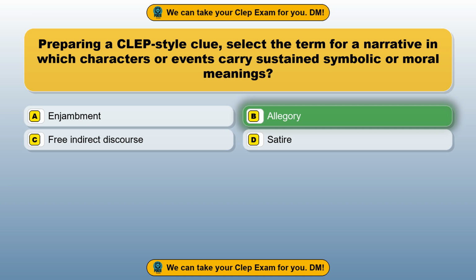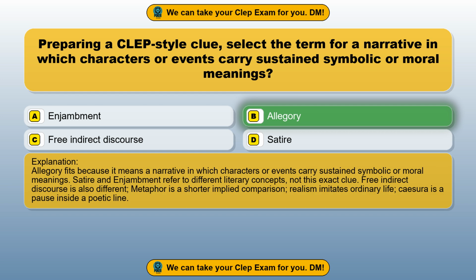Allegory. Allegory fits because it means a narrative in which characters or events carry sustained symbolic or moral meanings. Satire and enjambment refer to different literary concepts, not this exact clue. Free indirect discourse is also different, metaphor is a shorter implied comparison, realism imitates ordinary life, caesura is a pause inside a poetic line.